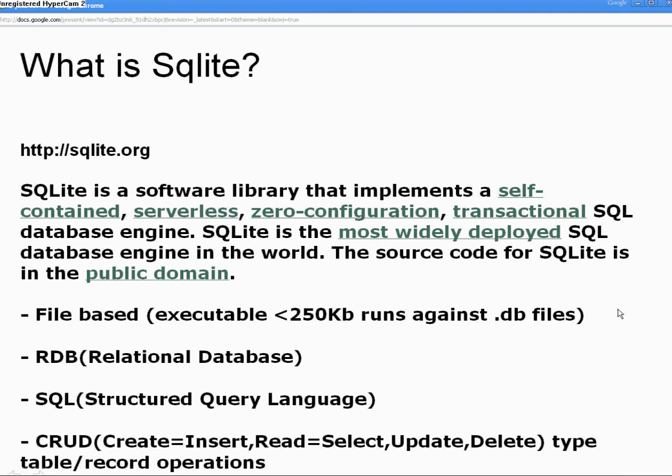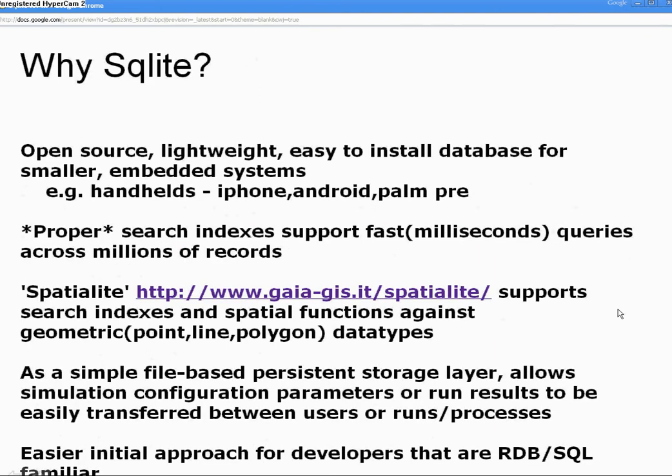The attractive points to SQLite are that it's a 250 kilobyte executable that runs against flat files, and the files can be as large as the file system allows. It's a relational database using structured query language, and structured query language supports CRUD, create, read, update, and delete type table records and operations.